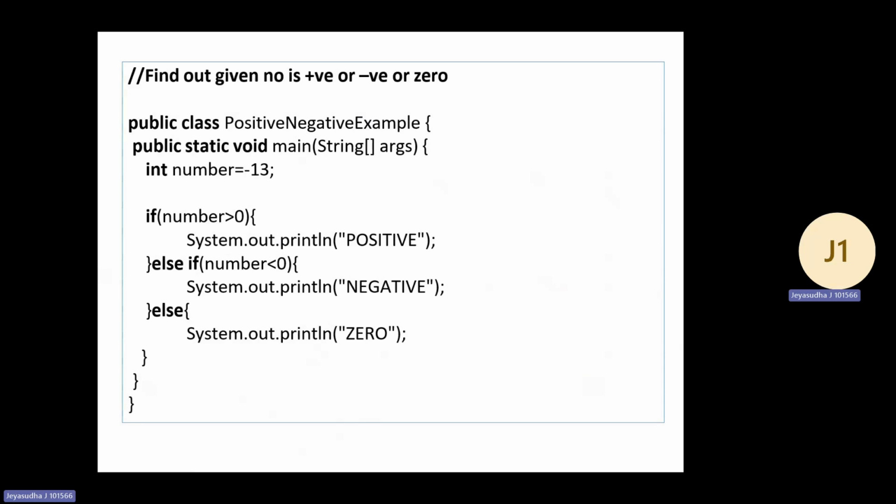This is also a very normal, small program. I want to check whether it's a positive or a negative number. A positive number, obviously, will be greater than 0. A negative number, obviously, is less than 0. But in between, we have a number that is 0 alone. That belongs to the else statement.